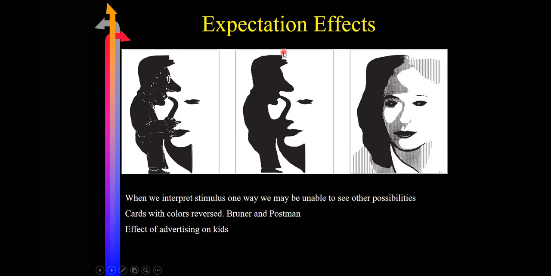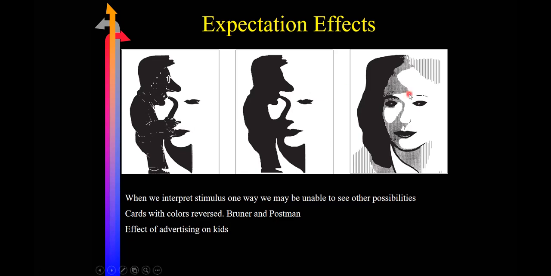Expectation effects were also shown in experiments such as the one that's illustrated here. They had participants look at either this, the man playing an instrument, or this picture on the right, obviously a woman. Then each participant saw this middle screen. So what did they identify as being in this middle screen? It depended upon what they saw first.